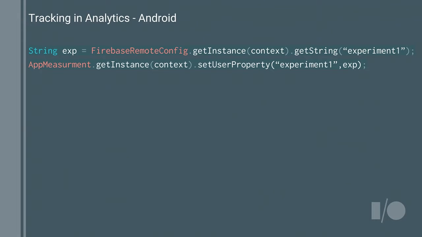Then a couple of lines of code. You get the value of experiment 1 out of config, and you put it into the user property. What this does is now every event that goes to Firebase Analytics is tagged with the value of experiment 1, which you can then use in the analysis by filtering for the value of experiment 1 to see, for example, if it's variant A.